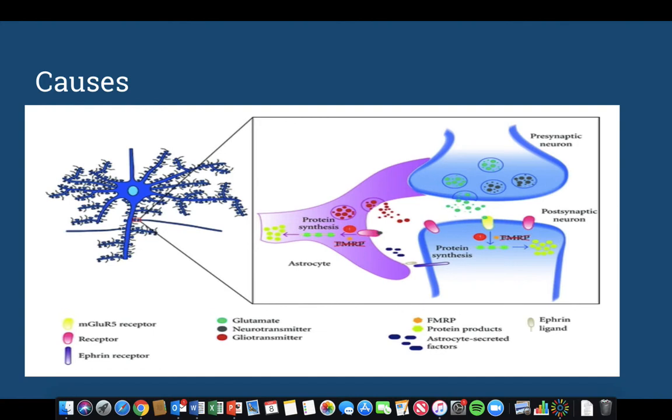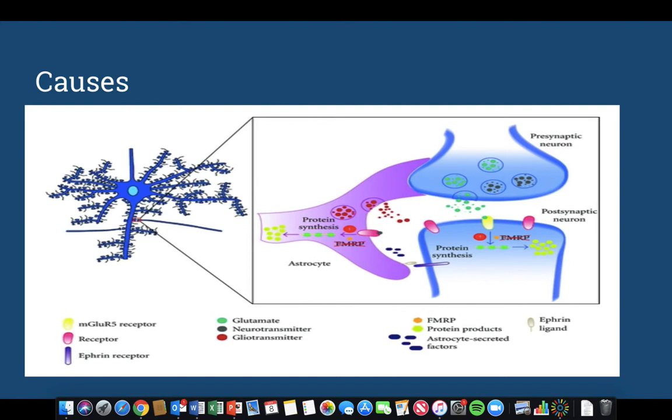So, the cause of Fragile X is a mutation in the FMR1 gene on the X chromosome. The primary function of a healthy FMR1 gene is to guide and instruct a protein called FMRP. The FMRP protein's primary function is to develop synapses, or connections, between the nerve cells in the brain.